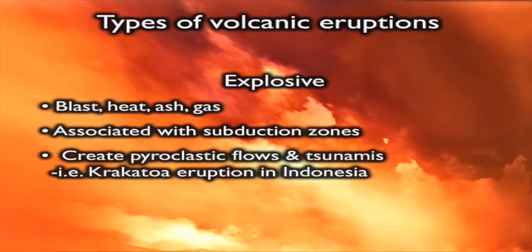And there are two types of volcanic eruptions. One of them is called explosive, and the other is called effusive. And we'll talk more about those. They make a big difference in how dangerous these volcanoes are to people. Explosive volcanoes, just like it says, right? There's blast, there's heat, there's a lot of ash, and there's a lot of gas. And these things tend to happen very, very dramatically.